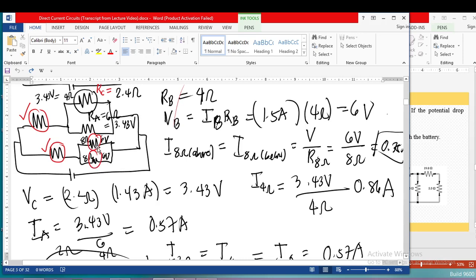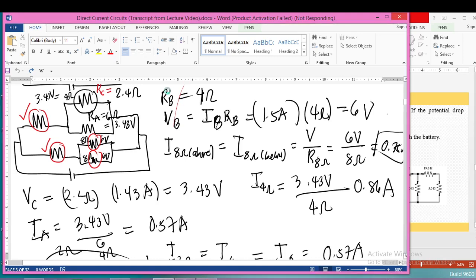Okay? So remember that this is coming from, where is it coming from? Coming from RB, right? So RB has a resistance of 4 ohms, so we have to find the voltage of RB, and we already know that the current of RB is 1.5 amperes and the resistance is 4 ohms, so we just have to multiply to find the voltage, which is equal to 6 volts.